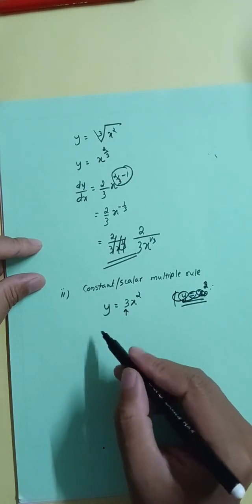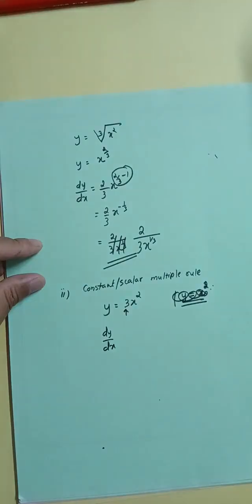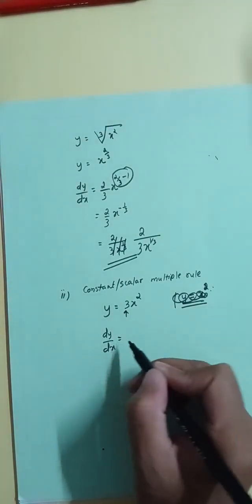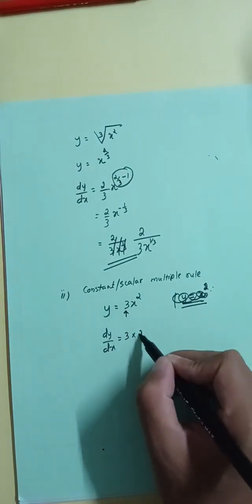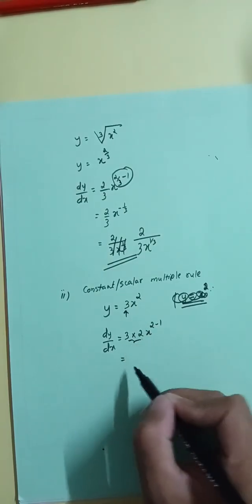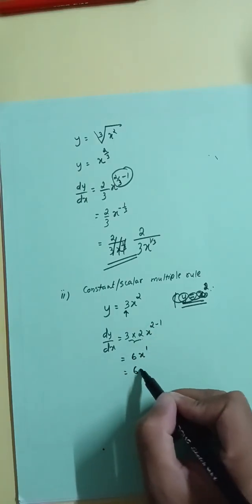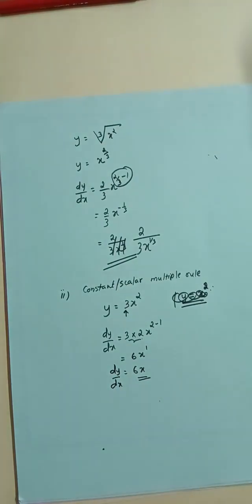So when you have a number in front, dy over dx equals 3, times the power rule applied. So 2 will come in front, x raised to 2 minus 1, which you can now multiply to 6x raised to 2 minus 1, which is 1, the same as writing 6x. So this is my dy over dx, the gradient function.